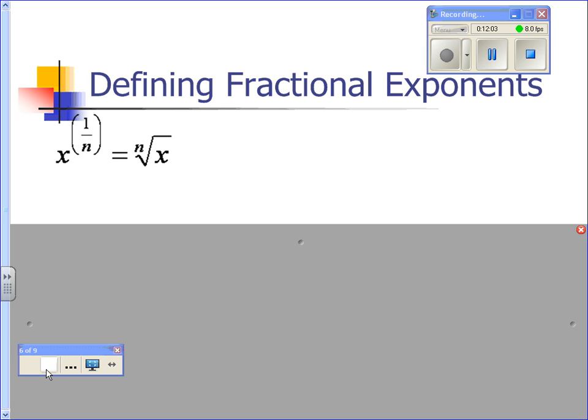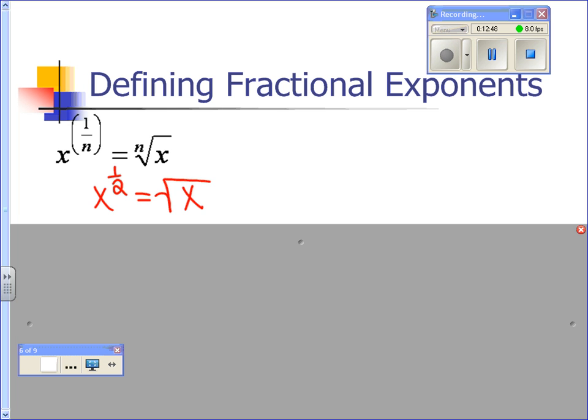Okay, let's look at fractional exponents. X to the 1 over n is the same thing as saying the nth root of x. You should not need a calculator for this. So how would I write x to the 1/2? Would it be this? The square root of x.